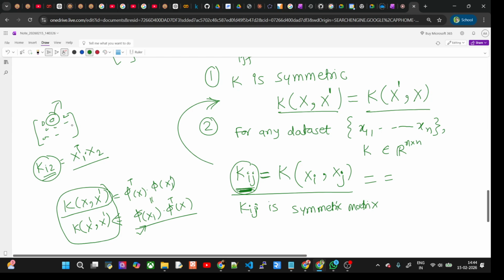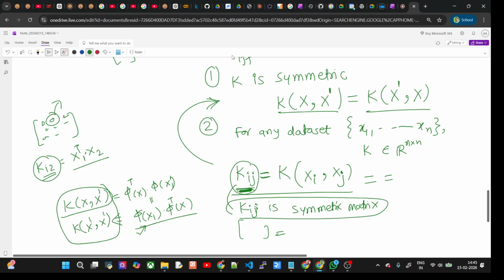Okay, so these are the two important things you should know theoretically. It's not something you have to calculate, but theoretically you should know what Mercer's theorem is. It's not a detailed explanation, just two statements: K should be symmetric, and whatever K_ij you are getting should also be a symmetric matrix.